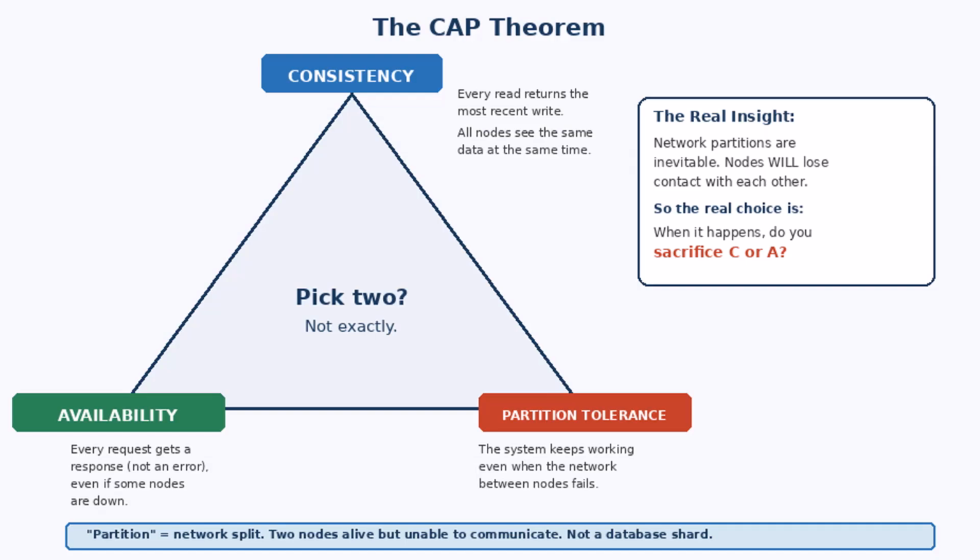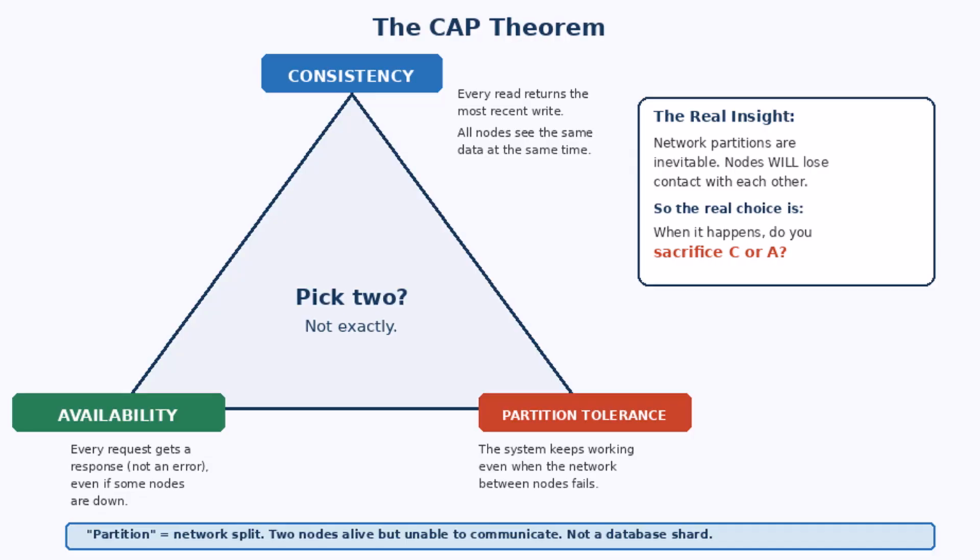The CAP theorem says a distributed system can guarantee at most 2 of 3 properties. Consistency, every read returns the most recent write, all nodes see the same data at the same time. Availability, every request gets a response. Partition tolerance, the system keeps working when network communication between nodes fails.